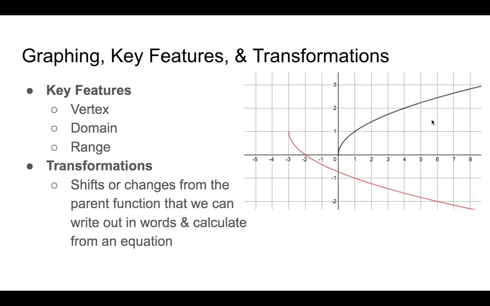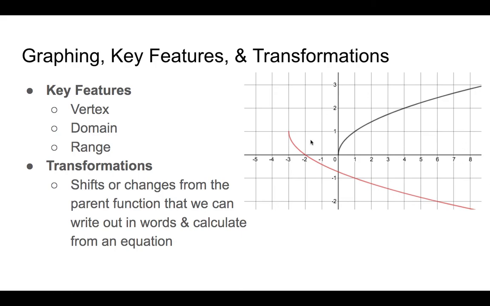And then the last section of this is all about graphing and key features. So you're going to hear some new key features in this unit. We'll stick with vertex, which we did in Unit 2, but we're going to add in domain and range. We'll talk more about that in this section. And then we're also going to talk about transformations. A transformation is just a shift or a change from the parent function that we can write out in words or we can calculate from an equation.